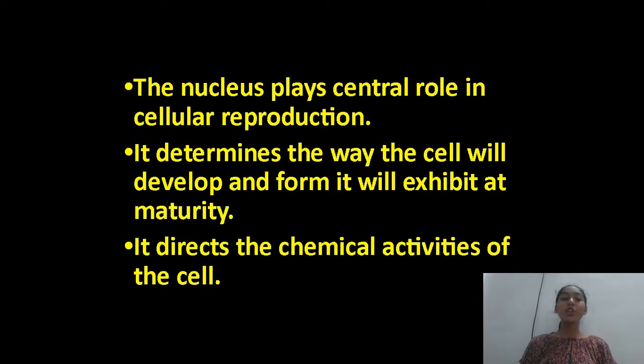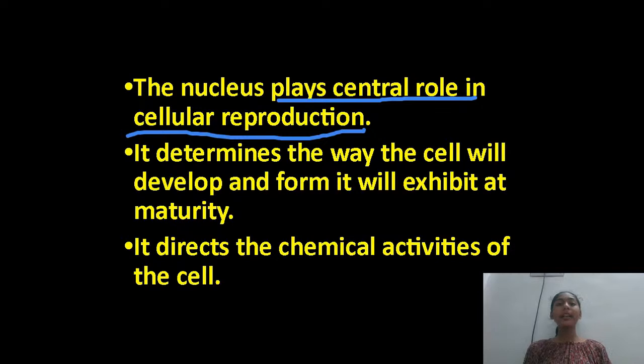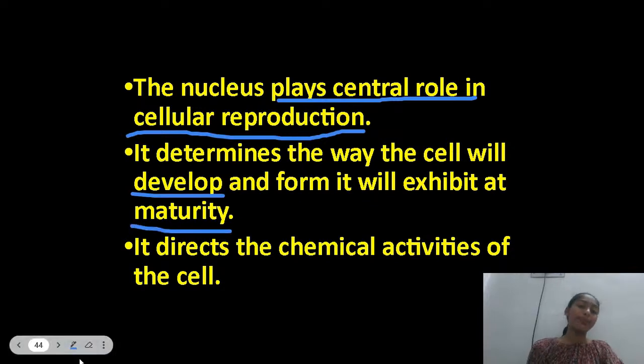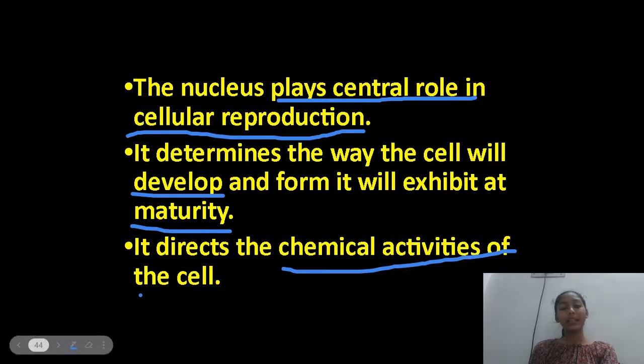The nucleus plays a central role in cellular reproduction because it creates the DNA and RNA required for reproduction, right? It determines the way the cell will develop and the form it will exhibit at maturity. It directs the chemical activities of the cell. So it is controlling everything in a cell. So it is called the control room of a cell or the brain of a cell.